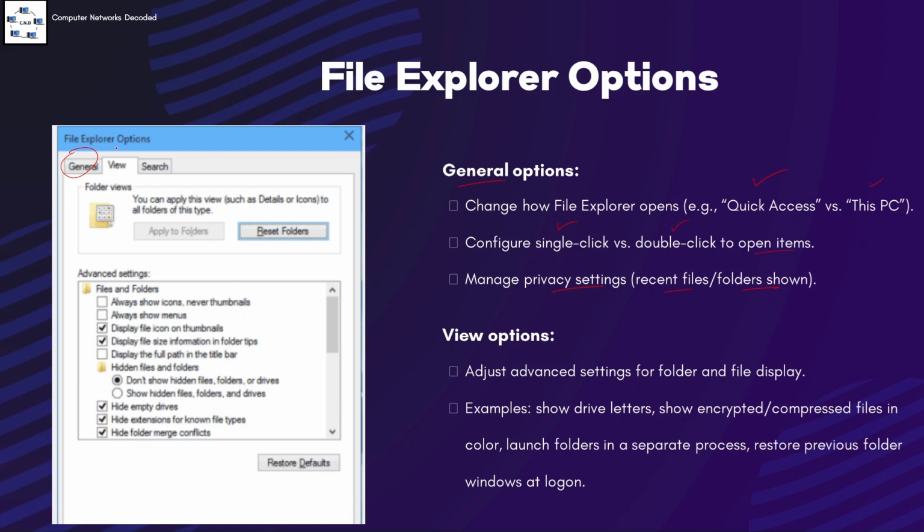And we have also the view options, which can be used to adjust advanced settings for folders and file display. For example, showing drive letters, showing encrypted or compressed files in color, and launching folders in a separate process, restore previous folder windows at logon.